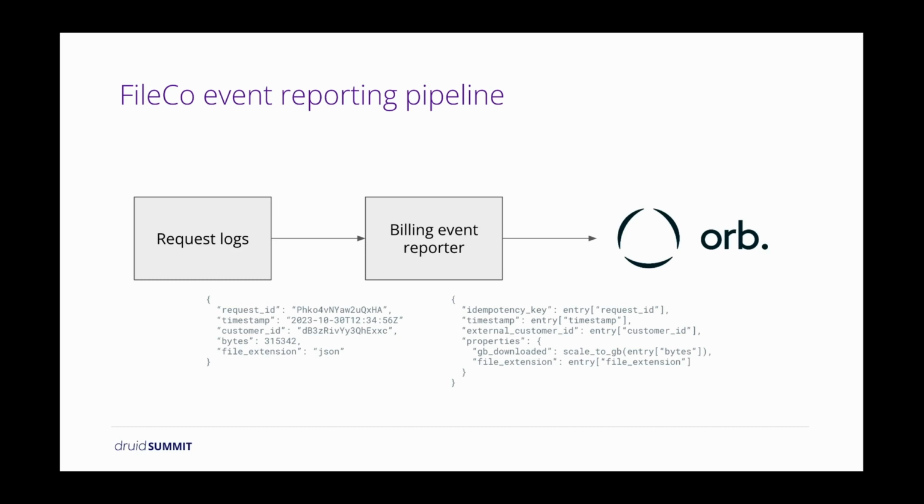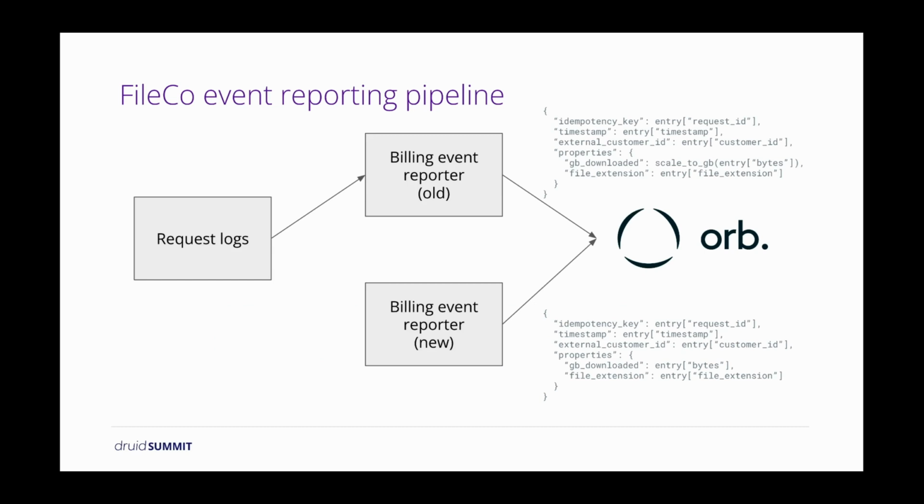Now let's look into FileCo's reporting architecture. You have a billing event reporter that tails your request logs, transforming each log entry into a usage event to send to Orb. Each event has the properties Orb needs to compute the amount due each billing period, along with some metadata you may want to expose to your customers, like, for example, the file extension. This pipeline is working fine until FileCo becomes hugely successful, and the event reporter can no longer keep up with the request log throughput. You decide to build a new event reporter that's faster and more scalable.